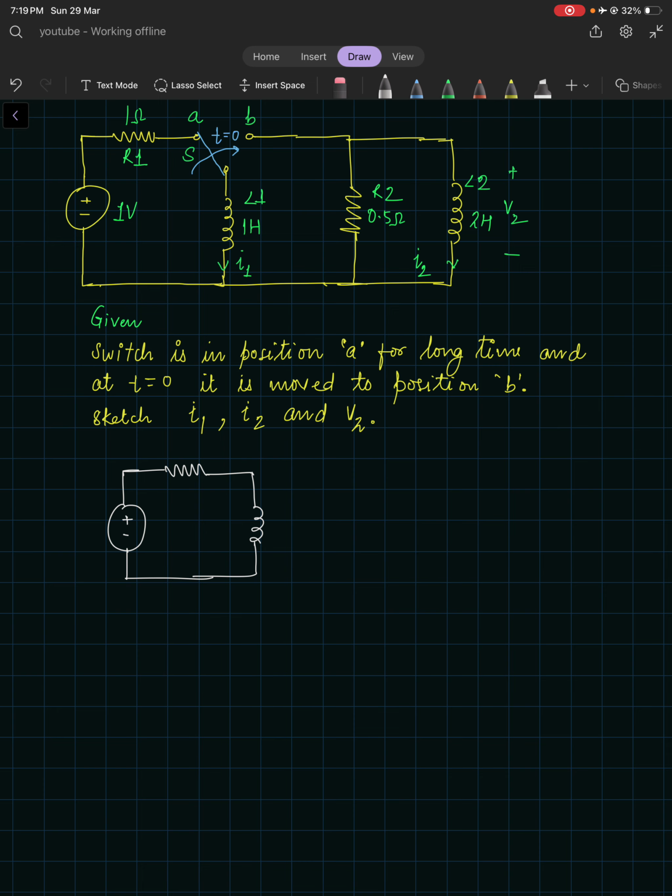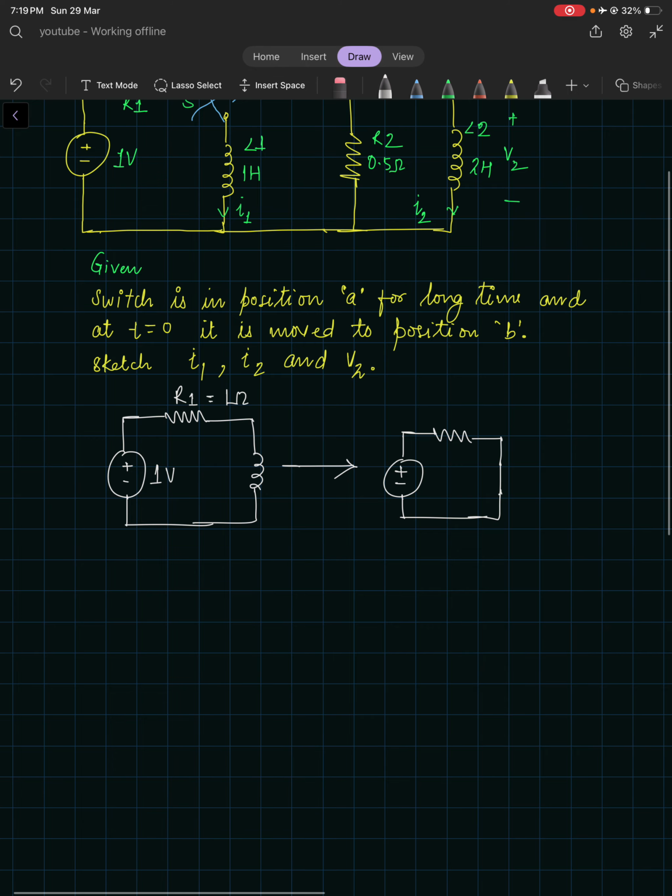So before switching, the switch S was at position A for a long time. It means the steady state has been achieved, right? So this is R1 resistance, its value was 1 ohm, and this is 1 volt, 1 ohm. So in the steady state, as we know, the inductor would act as a short circuit. It means in the steady state the voltage difference across this inductor will become 0. That's why it acts as a short circuit, right? So let me draw it this way, 2 points. It is acting as a short circuit.